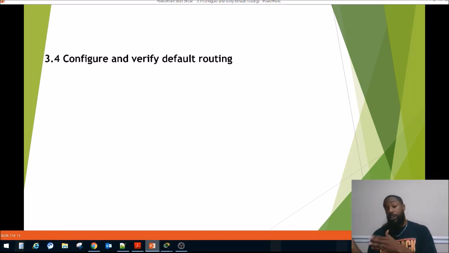Dynamic routes, we talked about that. It's always changing. There are different routing protocols like EIGRP, BGP, and OSPF. Those are different dynamic routing protocols that give you different ways of how to get somewhere, and that's done automatically when a link is down, giving you updates, etc. Now, let's talk about default routing. Default routing is a type of static route.